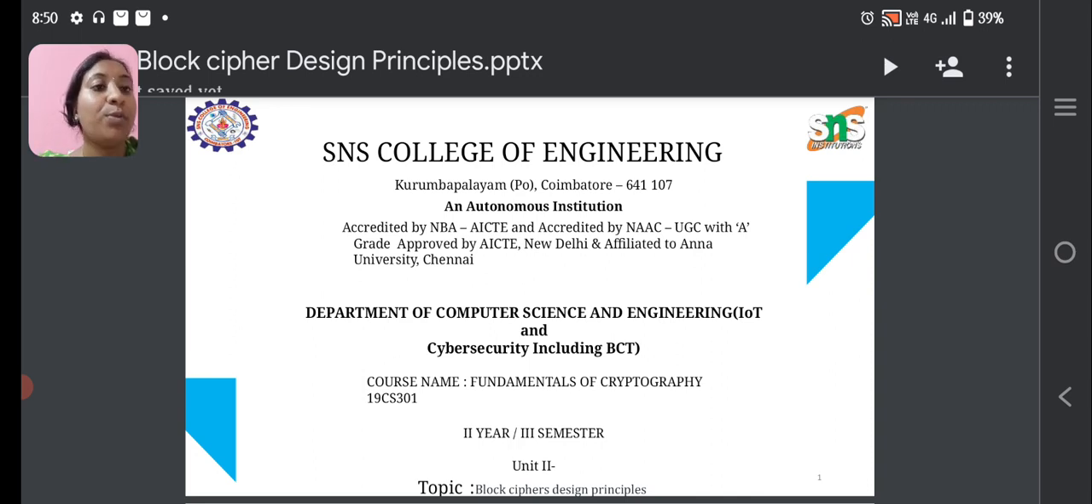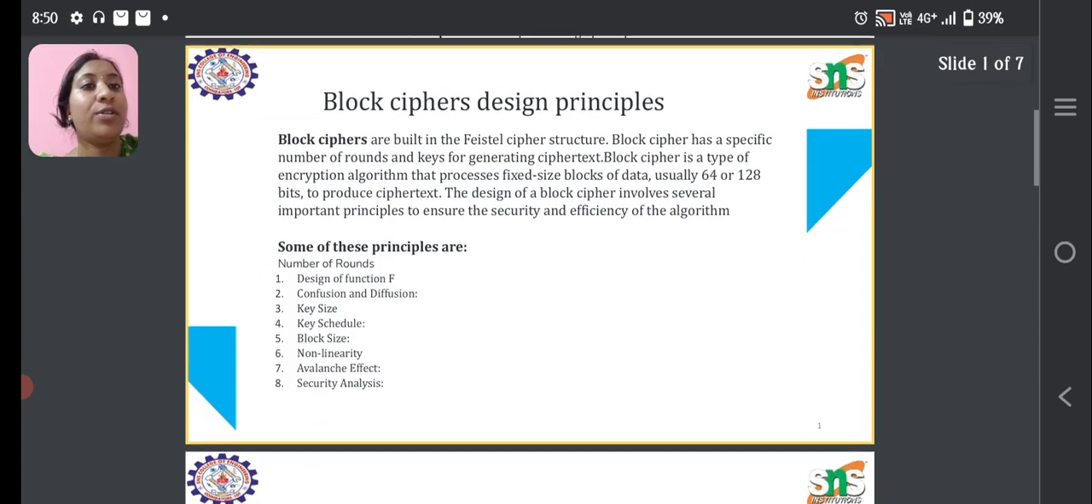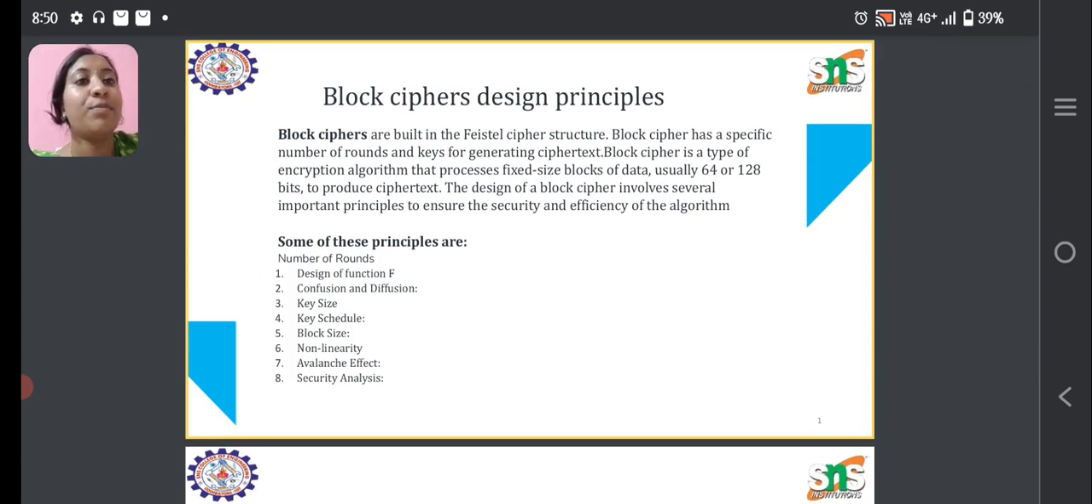Today, I'm going to brief you about the fundamentals of cryptography. In that, particularly, I'm going to talk about the topic block cipher design principles. So first, let us go into the slide. First is block cipher design principles.